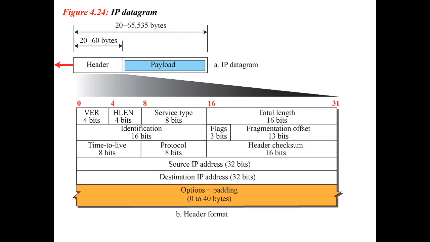Next field is header checksum, which is of 16 bits. It aids a router in detecting bit errors in a received IP datagram. Next fields are source IP address and destination IP address. Both these fields are of 32 bits. And the last field is options. This field allows an IP header to be extended.